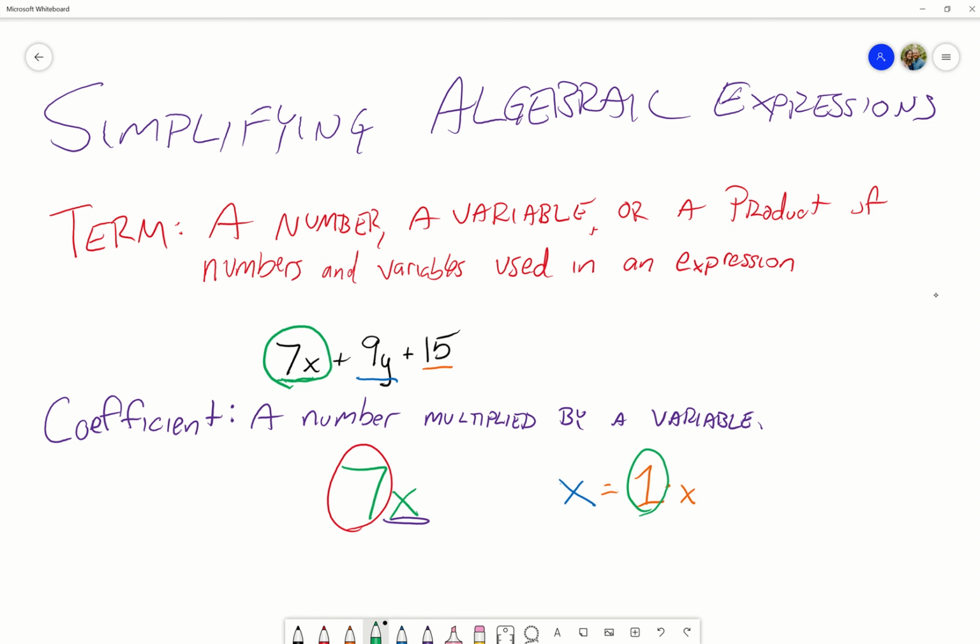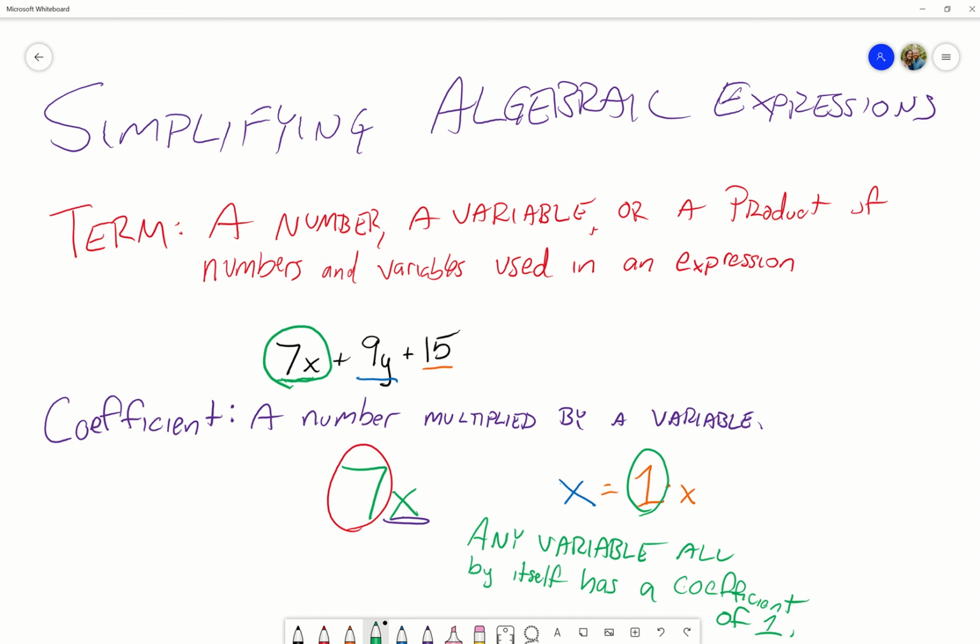We should probably write that down. Any variable all by itself has a coefficient of 1. Any variable all by itself has a coefficient of 1.